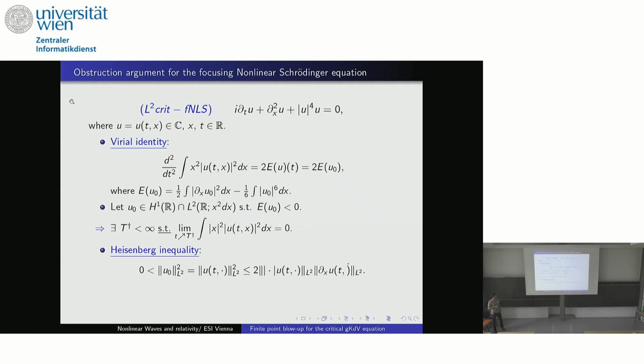And if you use the Heisenberg inequality, since the L2 norm is conserved, the Heisenberg inequality tells you that it's bounded from above by the momentum times the L2 norm of the gradient. Then you find that since this is strictly positive, this guy is going to zero. This guy has to blow up in finite time, for a time not larger than T dagger. Okay, so this is in the 70s. This is classical obstruction arguments.